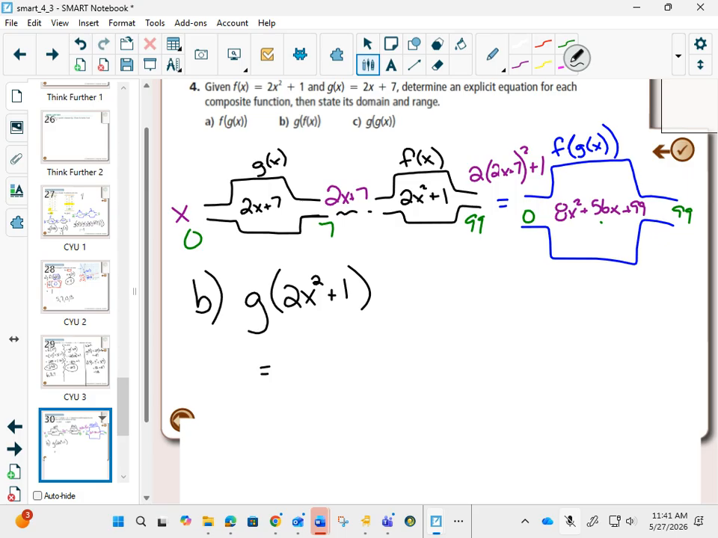And what does the g machine do? It says whatever you plug in gets doubled, and then you add 7. So if I plug in 2x squared plus 1, that's going to get doubled. I'll double 2x squared plus 1. And then add 7.